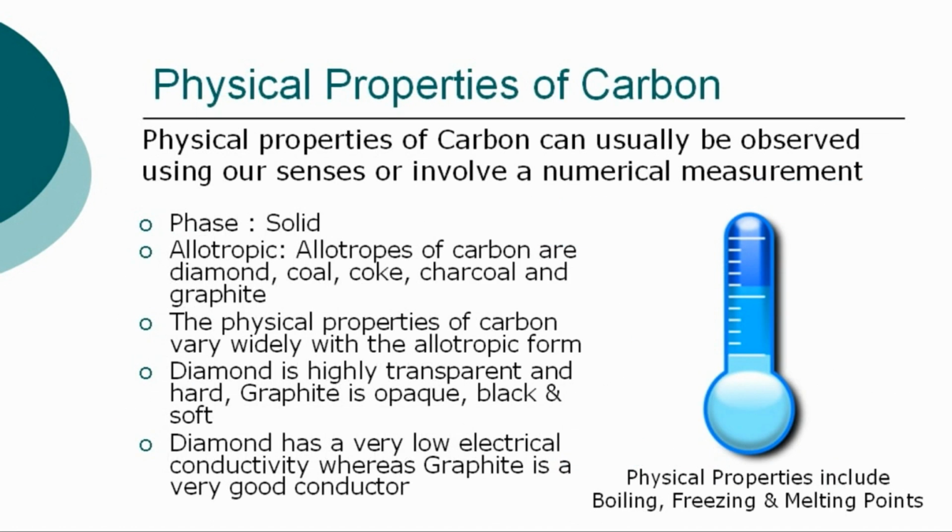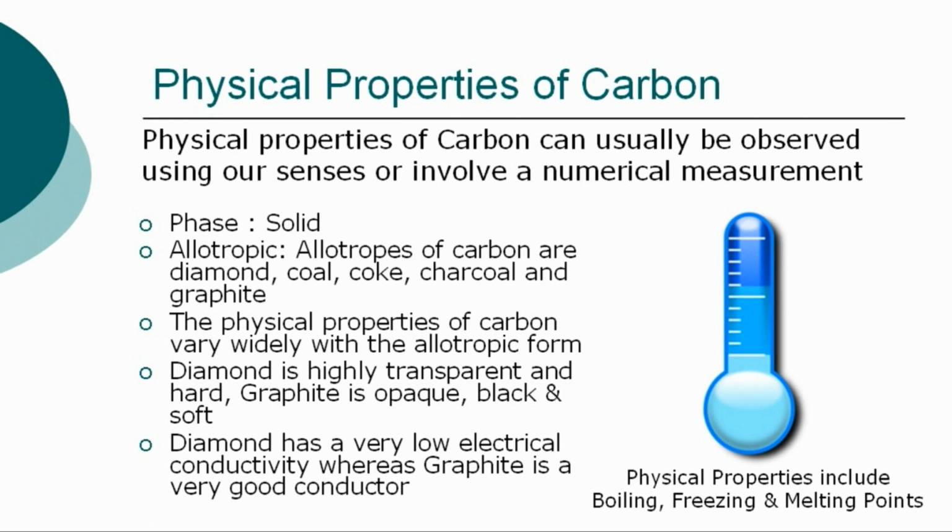The more specific physical properties of carbon can usually be observed using our senses or involve a numerical measurement, such as determining its boiling, freezing, and melting points. The physical properties of carbon are phase: solid, and allotropic. Allotropes of carbon are diamond, coal, and graphite. The physical properties of carbon vary widely with the allotropic form.